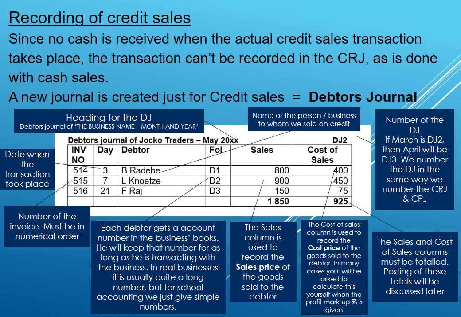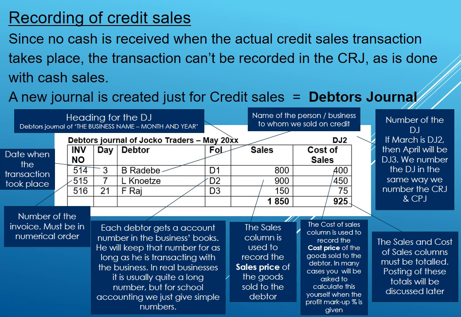Good. So now we've got the source document, the credit invoice, which is issued every time a client buys something from our business on account or on credit. And now we need to use this source document in order to record this transaction. Now we know with a credit sales transaction, we've spoken about it, there's no money exchanging hands. The client takes the products or items but will only pay for it at a later stage.